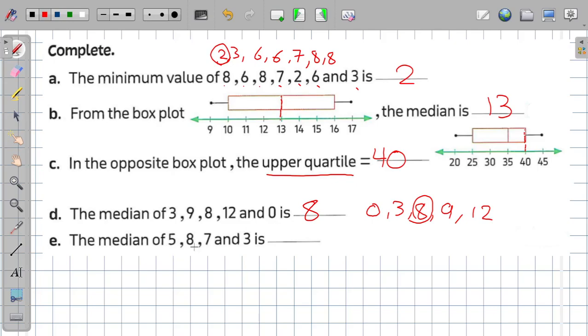Next, I have 5, 8, 7, 3, and I want to find the median. I will arrange them first: 3, 5, 7, 8. The numbers in the middle are 5 and 7. So the median equals 5 plus 7 over 2. 5 plus 7 equals 12, and 12 over 2 equals 6. So the median is 6.